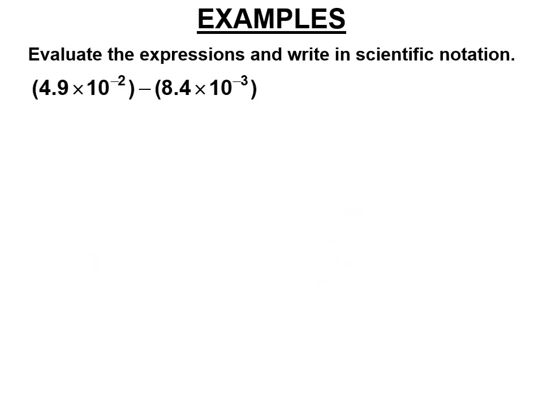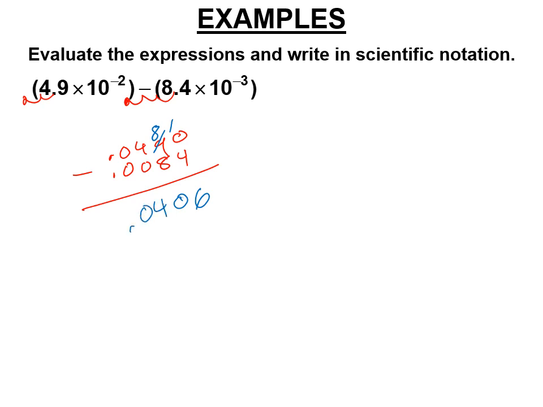Try it here. So we're moving this twice. 1, 2, 0.049. We're moving this 3 times. 1, 2, 3 times. And we're getting 2 zeros, 0.0084. Right? So we need a 0 here. This one is here to make sure we can regroup or borrow. 6, that becomes an 8, so this is 0 and 4 and 0, and this is, move it twice, 4.06 times 10 to the negative second power.